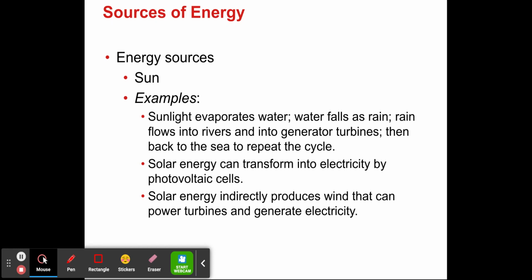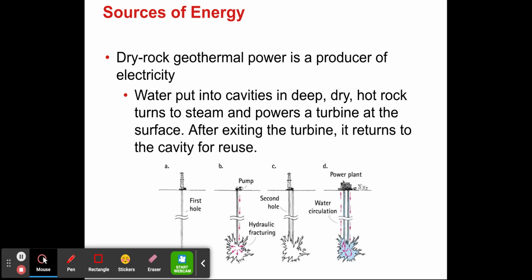So solar energy can be transformed into electricity by voltaic cells. Solar energy indirectly produces wind that can power turbines and generate electricity. So among sources of energy, you have dry rock geothermal power, a producer of electricity. A geothermal station transforms the heat from the earth's core, or the heat from beneath the earth's surface, into a more useful form, like electricity and so on.